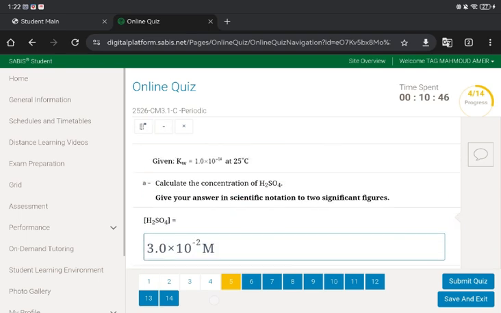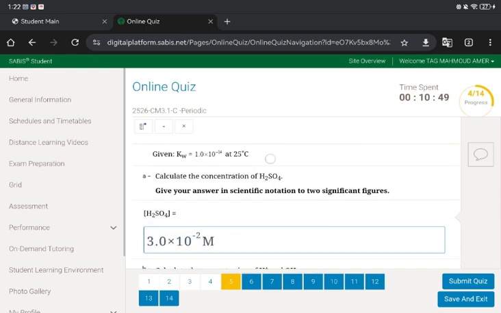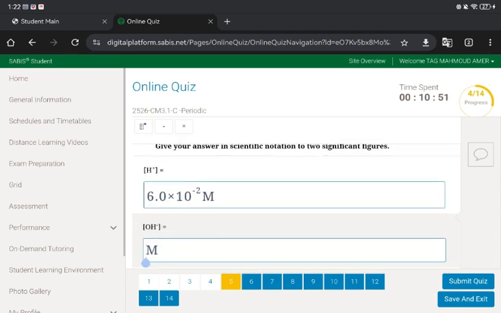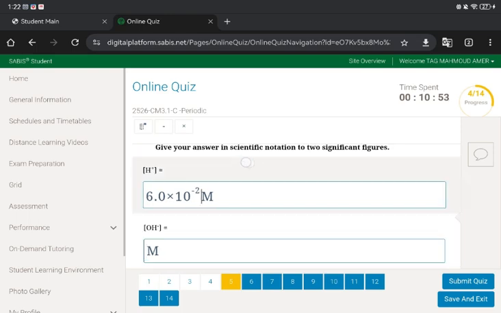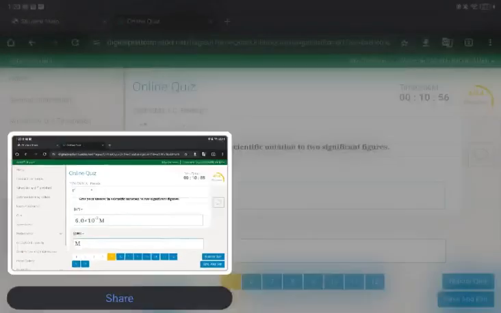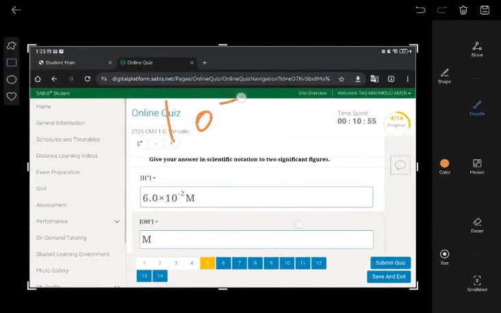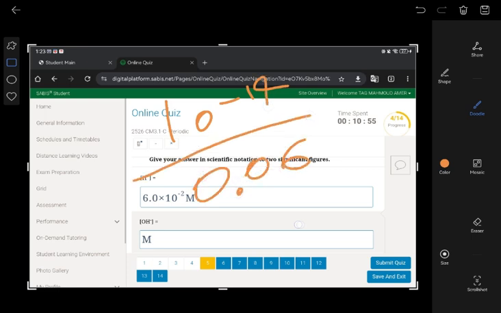Then you do Kw over this, so 10 to the negative 14 over 0.06, and you get the answer: 1.7 times 10 to the negative 13.